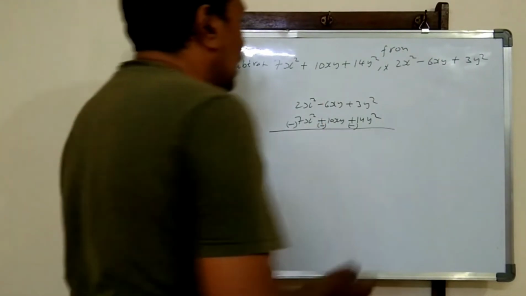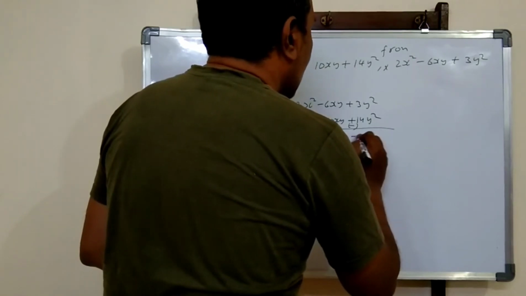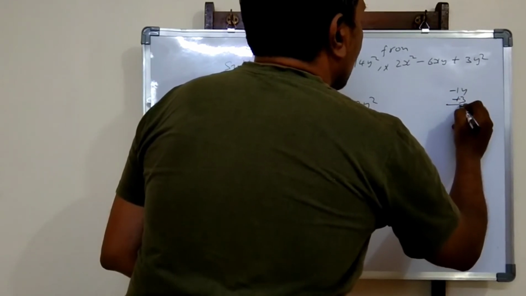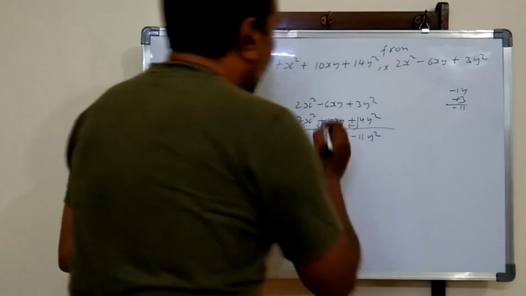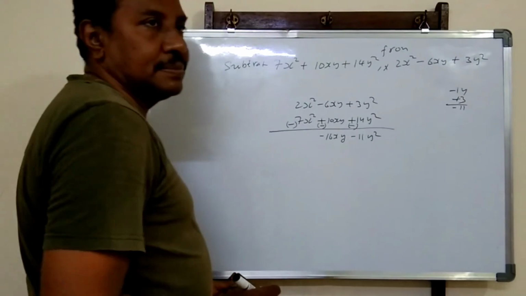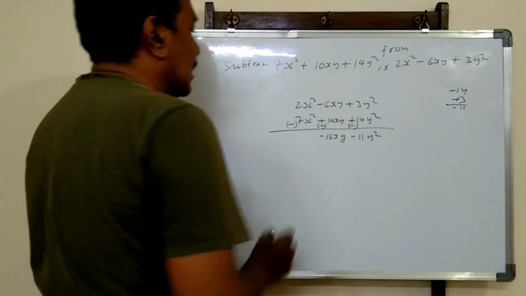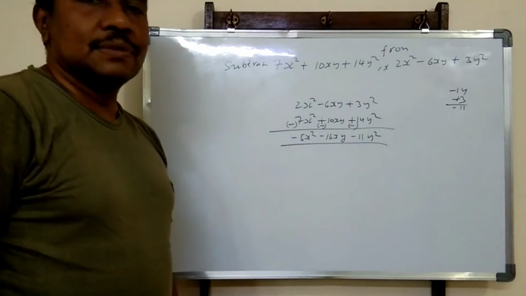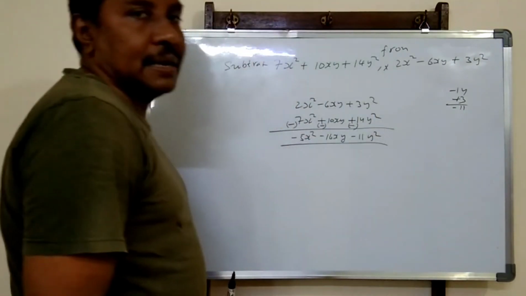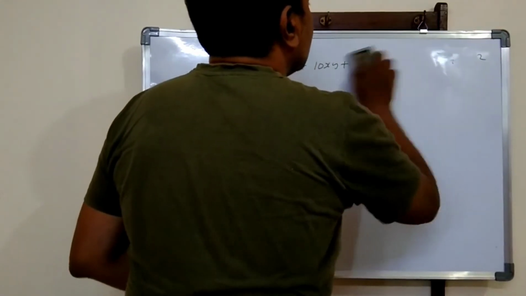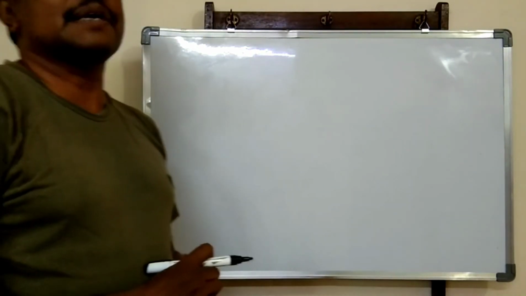Okay, now subtract. Plus 3 minus 14 becomes minus 11y square. Minus 14 plus 3 is equal to minus 11. Now minus 6 minus 10 is minus 16xy. Minus 7 plus 3 is minus 5x square. So like this, subtracting the second from the first. This is how we have to subtract two algebraic expressions.